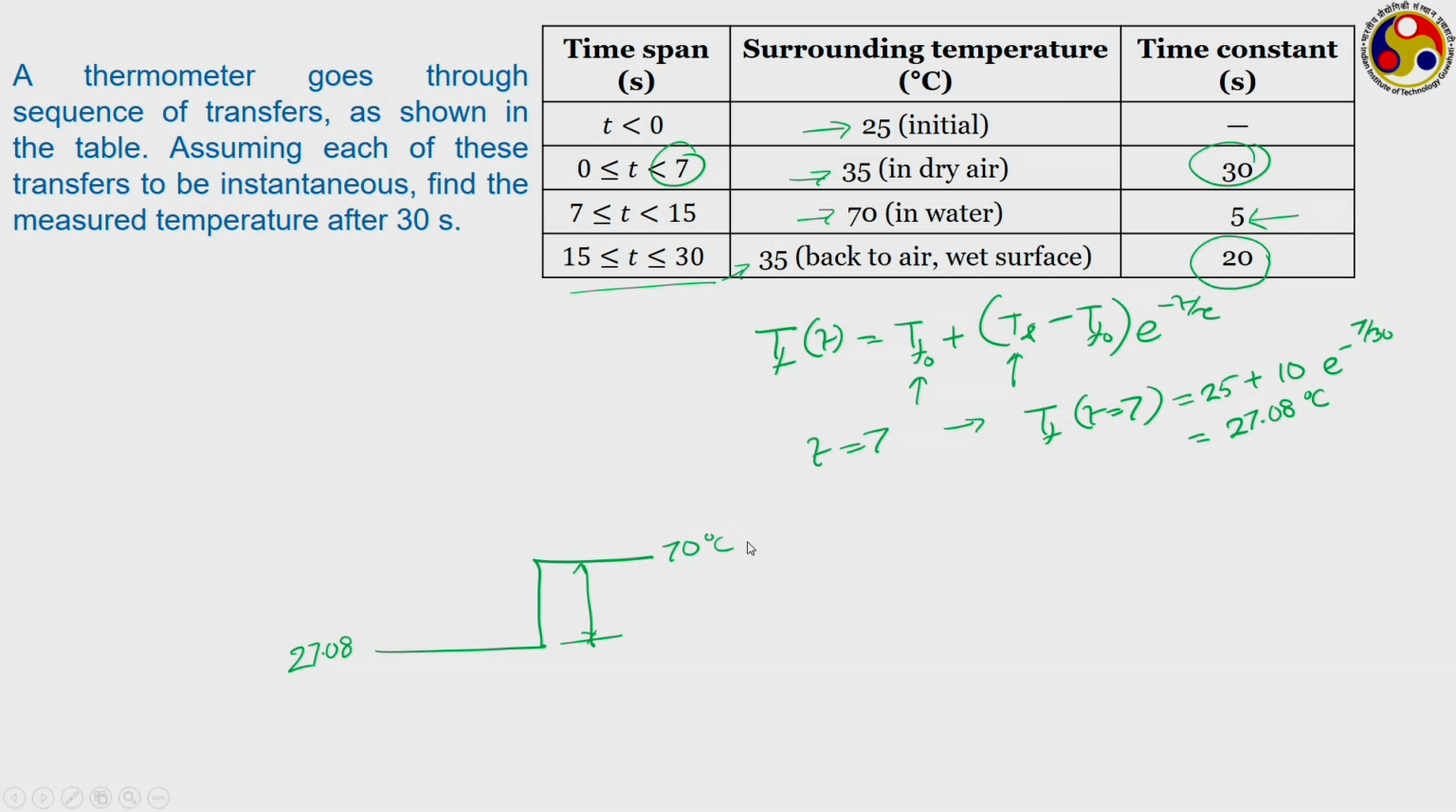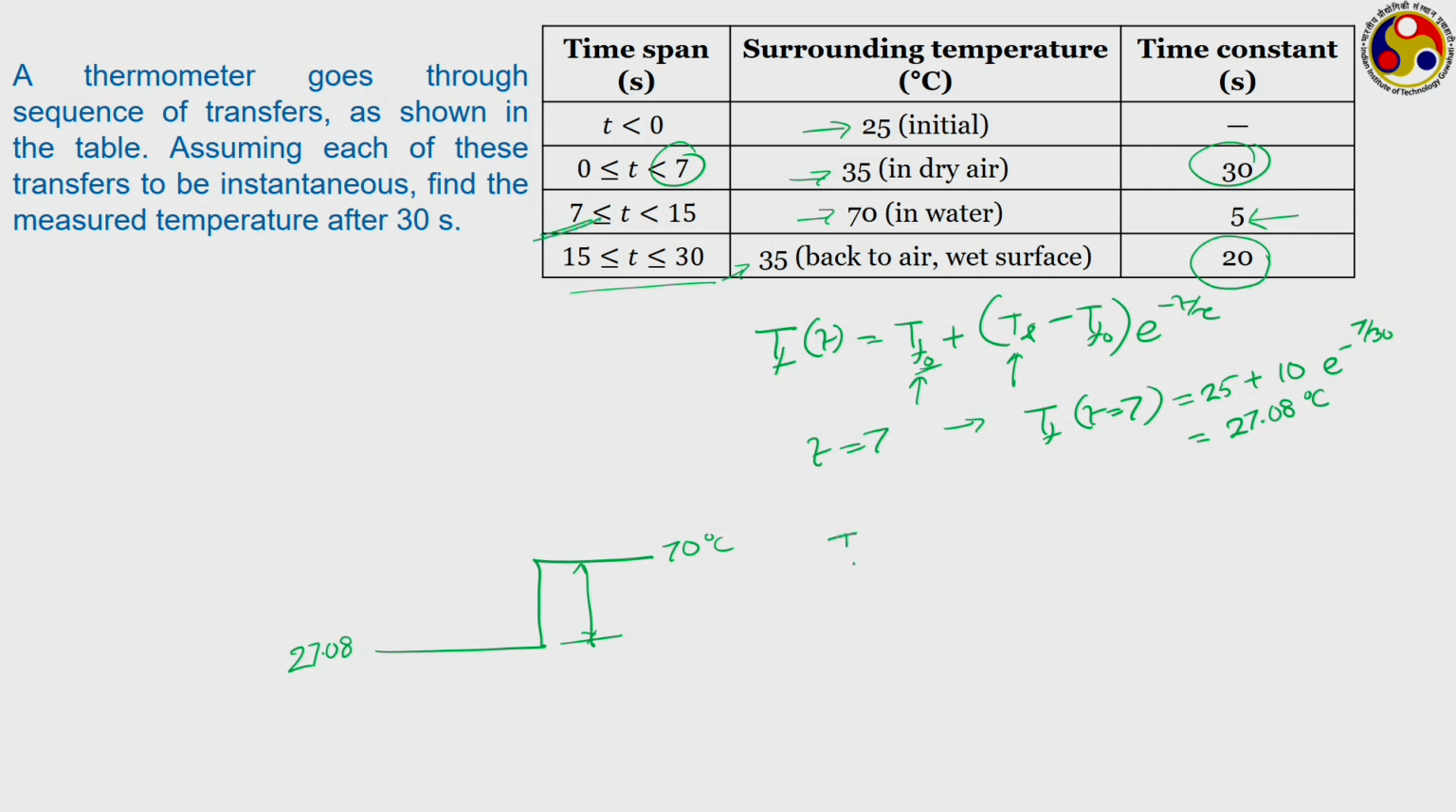So, the height of the step is 70 minus 27.08 and tau is equal to 5 seconds. But while doing this calculation, do not forget to reset the time to 0, because here we can't start with t equal to 8, 9 or something; the entire step has been provided after 7 seconds.